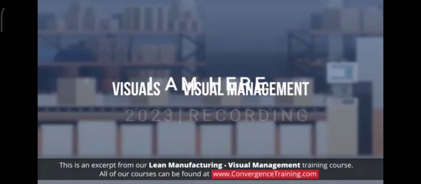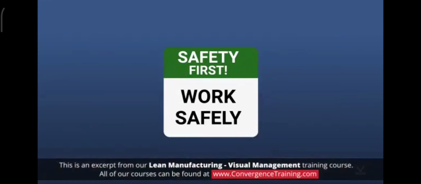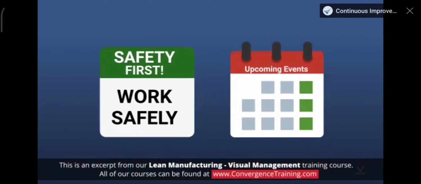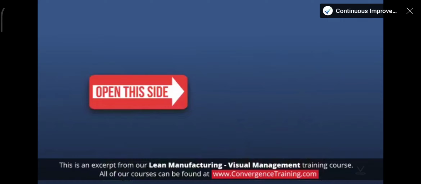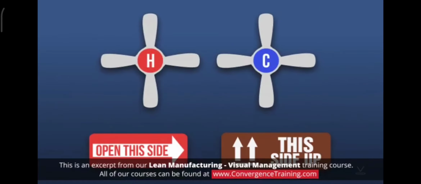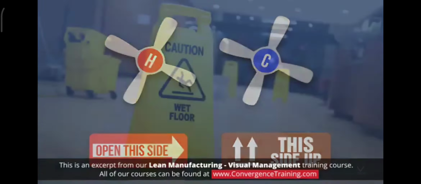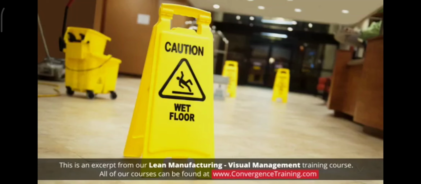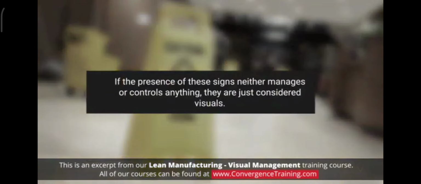Visuals, from visual management, let's look at their definitions. Visuals are displays used to convey information in a visual way. For example, posters reminding people to work safe or an event calendar. In the same manner, we see labels indicating which side to open, which side is up, or which knob provides either hot or cold water. Other visuals are intended to warn people about a potential hazard. However, if the presence of these signs neither manages nor controls anything, they are just considered visuals.